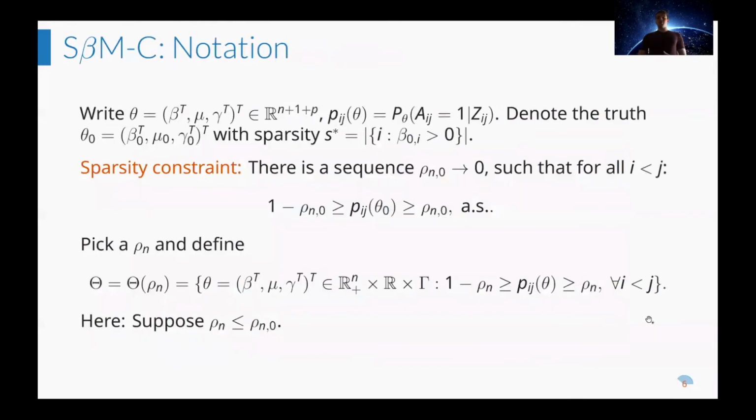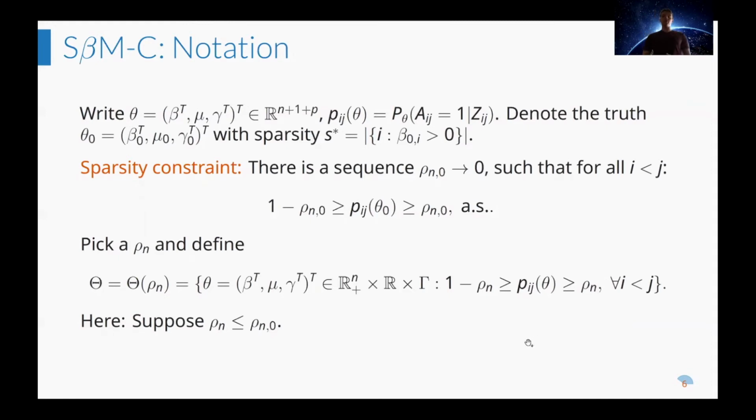Let's fix some notation. We use theta to denote a generic parameter, and p_ij(theta) to denote the associated probabilities. Theta_0 is the truth, and its sparsity is denoted by S star. We make the following sparsity constraint. We assume that there is a sequence rho_n0 going to 0 that bounds our link probabilities almost surely. And then we define our parameter space, big Theta, for a given rho_n as exactly that space of the parameter vectors theta for which the associated probabilities are bounded by that rho_n.